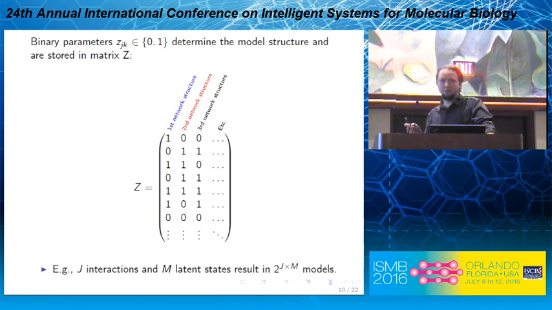And this results in a very flexible model class, but on the other hand, we have a huge number of different configurations for this Z matrix. So if we have J interactions and M latent states, we will have 2 to the power of J times M alternative models.